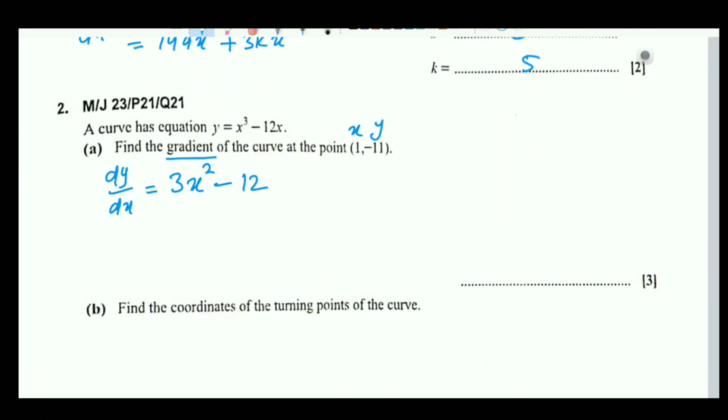Now what we will do, we will put the value of x in this equation, in this differentiation. 3 times 1 minus 12, 3 minus 12, and that is minus 9. Minus 9 is the final answer.